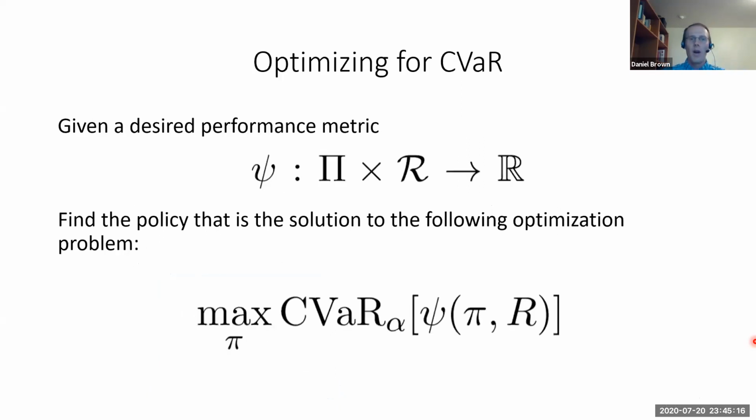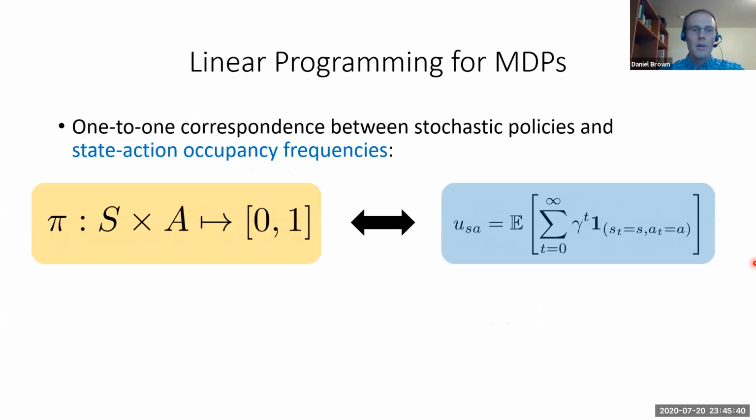So the question here is we want to optimize a policy to maximize our conditional value at risk. Well, we have some desired performance metric, which I'll call psi, that maps from the space of policies and reward functions to some scalar value that denotes performance. And then ideally, we want to find this policy pi that maximizes the conditional value at risk over this performance metric. And what's nice is we can actually do this via linear programming for discrete states and actions.